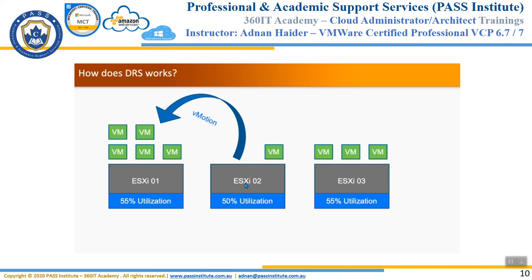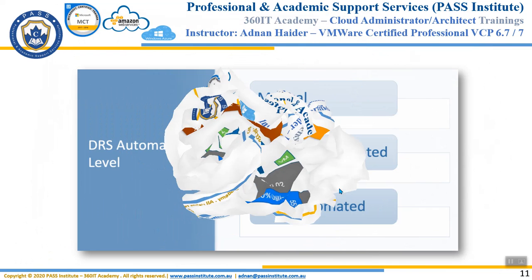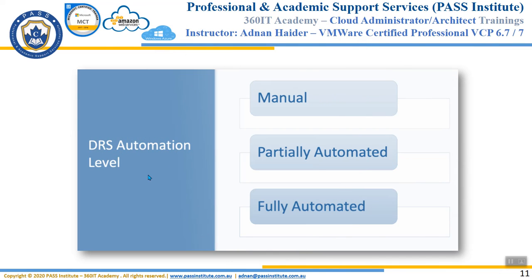So it will start the ESXi host and shut down the ESXi host as per the requirement of the infrastructure. So these are the three functions, and also it will optimize all of the resources within these ESXi hosts. Now the requirement for DRS is that you must have a vCenter.